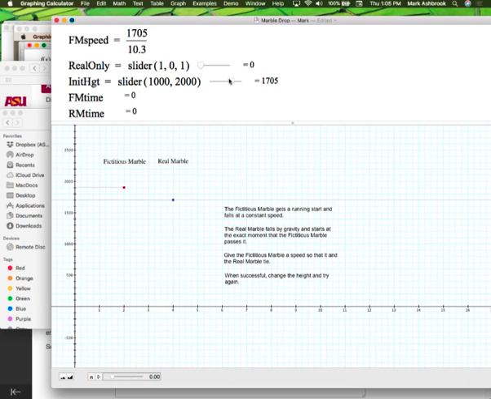All right, so then you can change the height and play again. So now let's make the height 1090. So is that same speed going to work? Too fast, right? Too fast. So what should it be this time? So 1090.